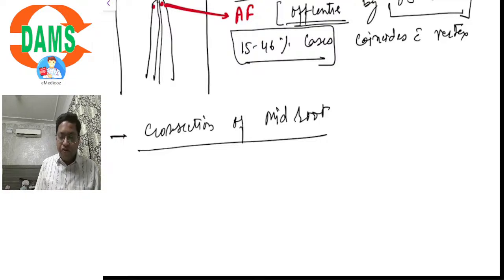Now, if we look at the distribution of accessory canals, then the root can be divided into three portions: the apical one third, the middle one third, and the coronal one third. Coronal, middle, and apical one third. So the majority or the maximum accessory canals, 74%, they are present in the apical one third of the root canal. Okay.